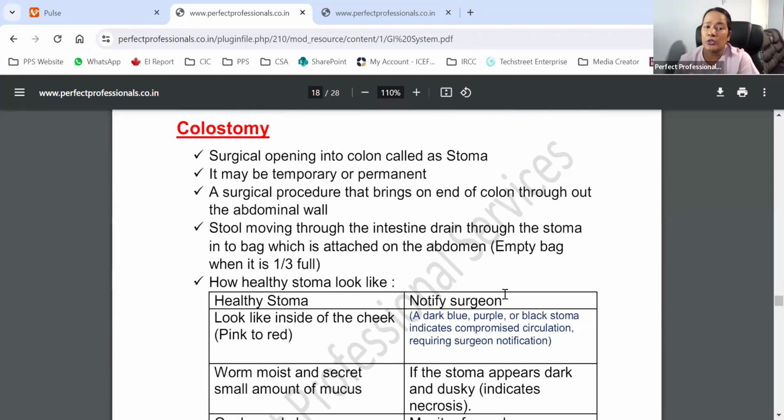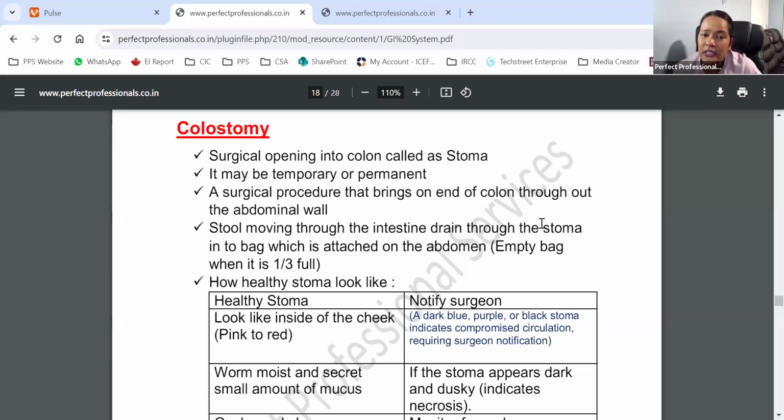Now next is a colostomy. This is a very important highlight. A question will come on this. Okay. Surgical opening into the colon called as a stoma. It may be temporary or it can be permanent.